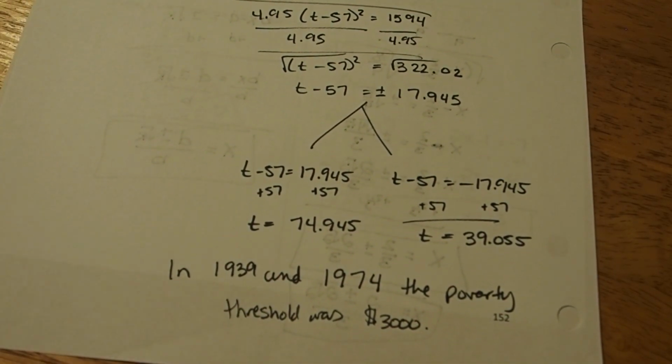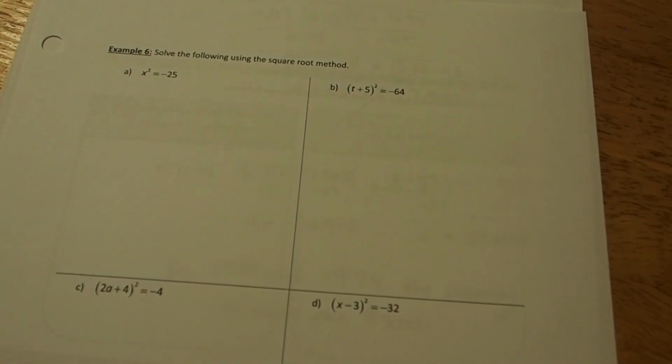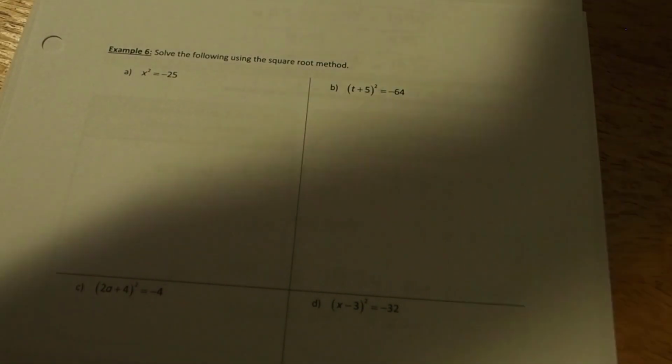There we go. Sorry about that. One page left to end this section, and we're going to be solving some more equations using the square root property. The only thing different about some of these is that the values are going to come out to be complex or imaginary in the solutions.